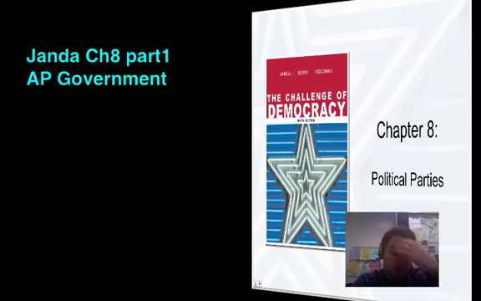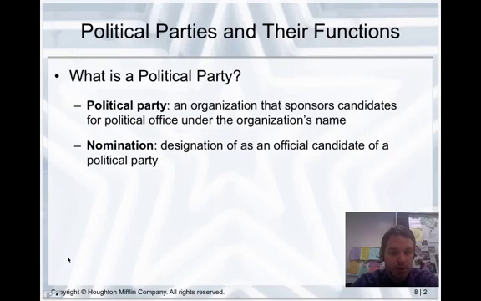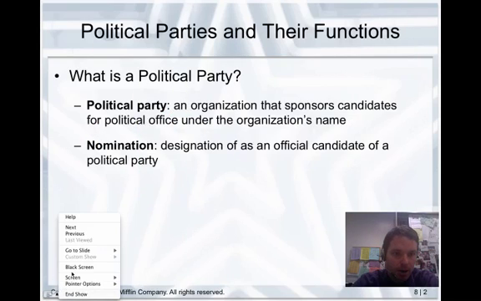Hello, we are doing part 1 of chapter 8, which talks about political parties. You can see here a definition of what a political party is.